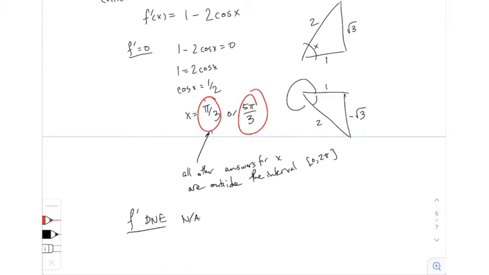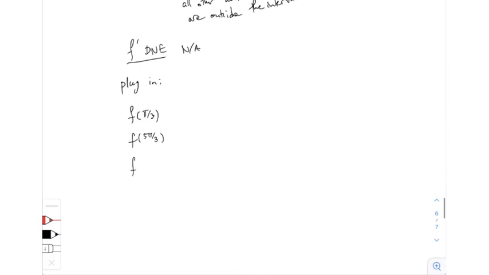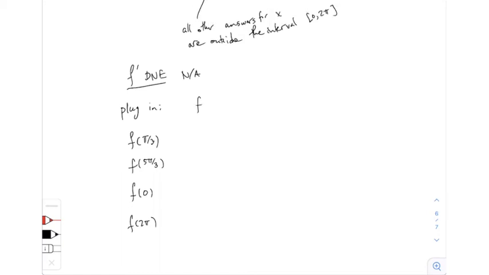All right, now we can finish it off. So we need to plug in. I got to do f of pi over 3, f of 5 pi over 3. These are the two critical numbers, and then also the endpoints, f of 0 and f of 2 pi. All right, and we plug them all in. Make sure you plug into the original formula, which was x, what was it? x minus 2 sine x.